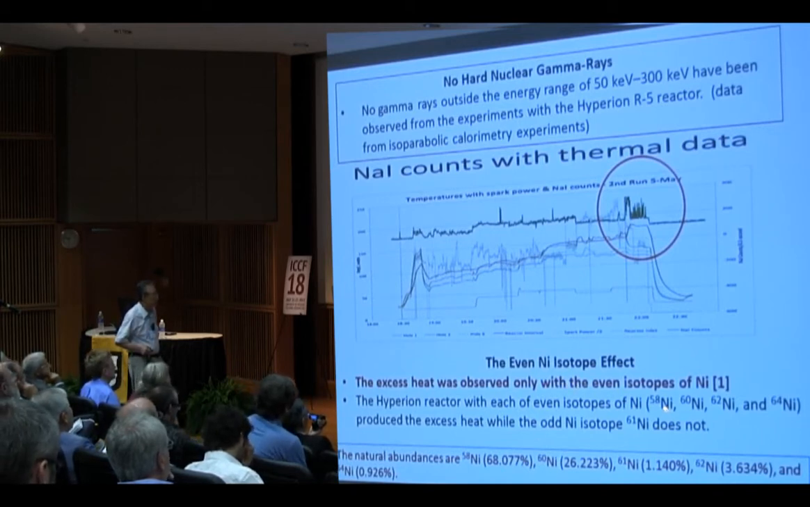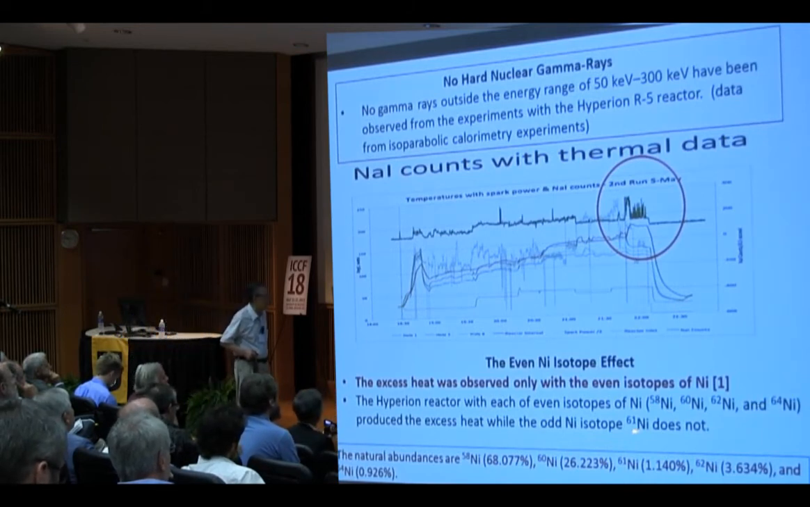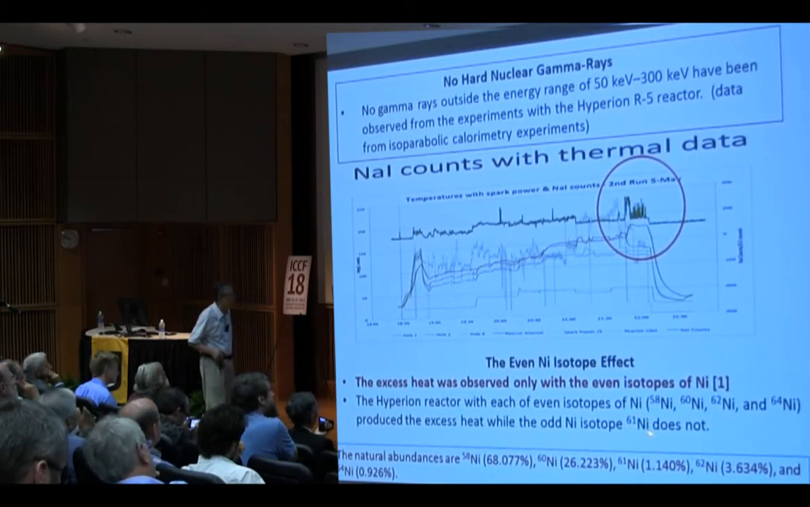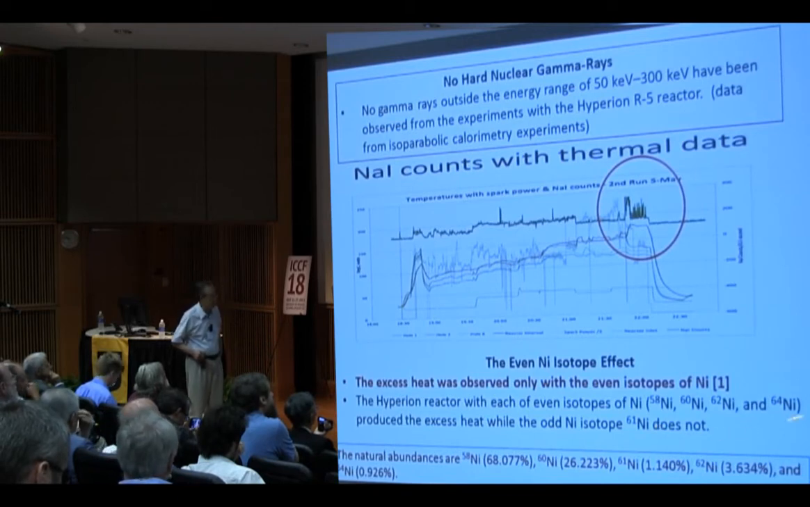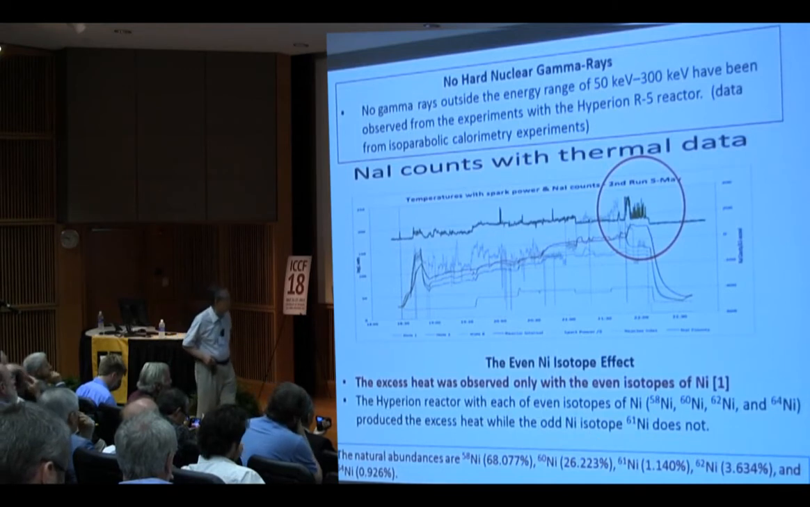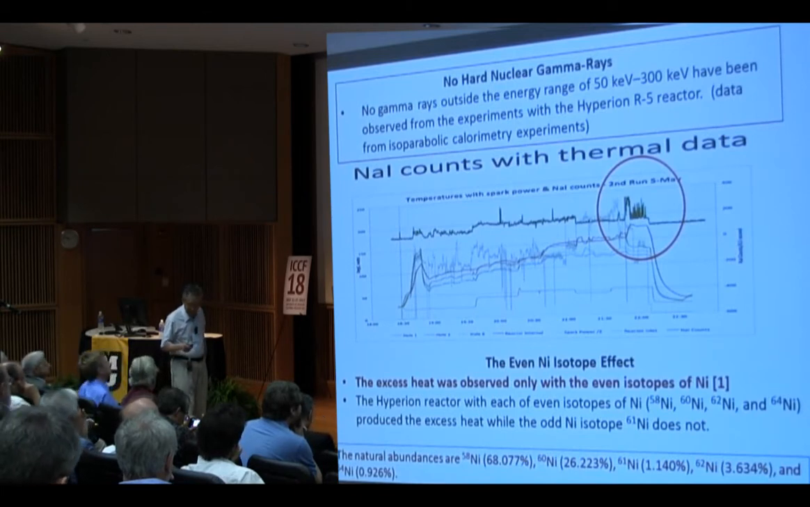Another striking thing they found was that only even nuclear nickel isotope powder produces heat, while the only odd one, the isotope 61, does not produce heat. This is a really interesting result which John told me at NI Week last August. And so this is something theory has to explain.